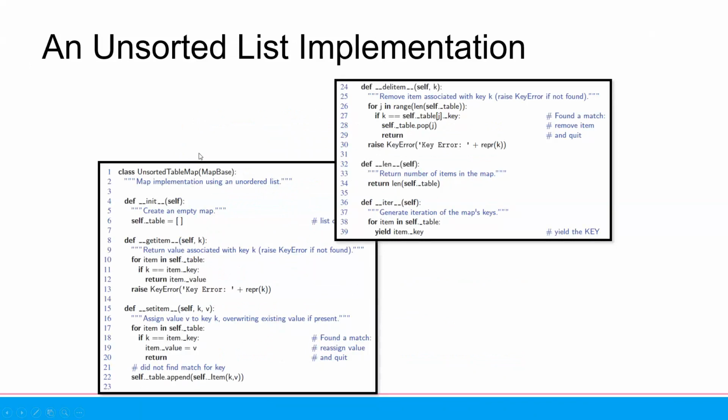This is an example of the unsorted table map. So you can define the constructor, and you can define the get item, how you want to get the item, and then you can set the item, which is the key and value, and then you can delete the item, and then you can check the length of the items, and how to go through every element in the map. I mentioned the unsorted list. So this is implemented with the unsorted table map.